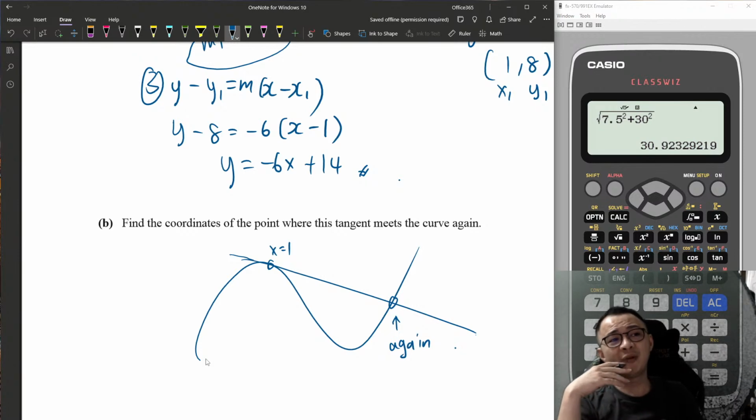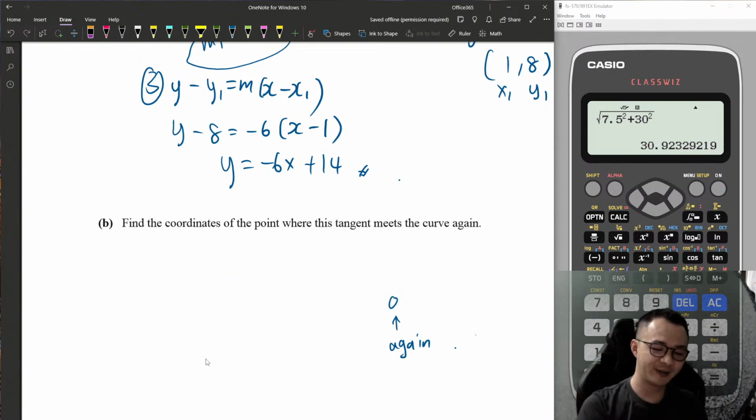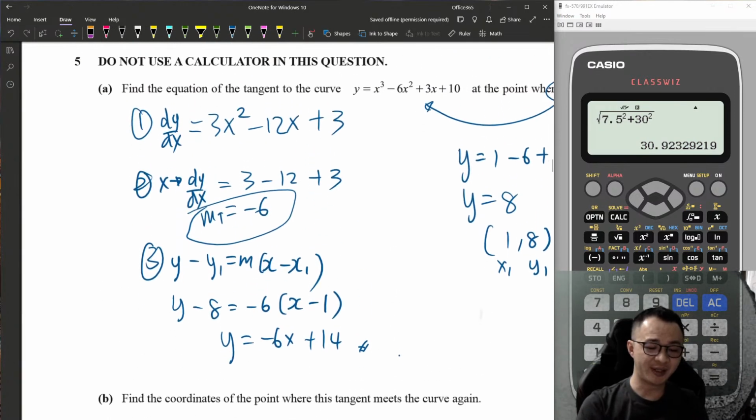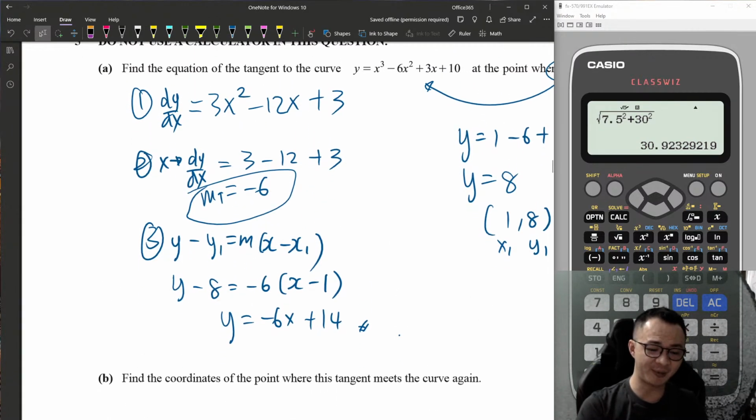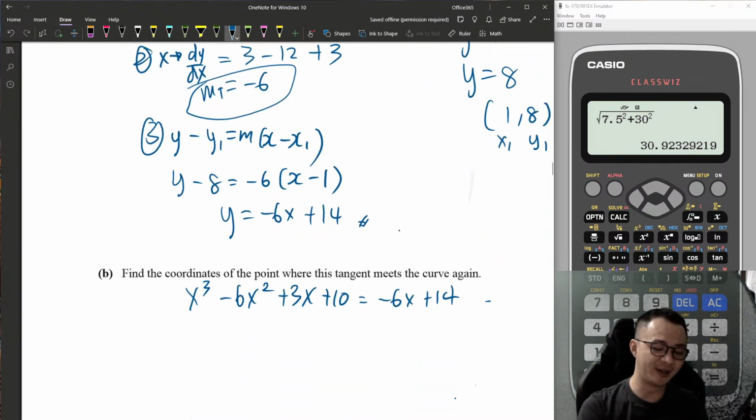So whenever I want to find the intersection point, the easiest way is doing simultaneous equations. We sub the tangent equation back into the curve. My curve is on the top. So if I sub into here, I get x cubed minus 6x squared plus 3x plus 10 equals negative 6x plus 14. You can see I substitute the equation of tangent into my curve.